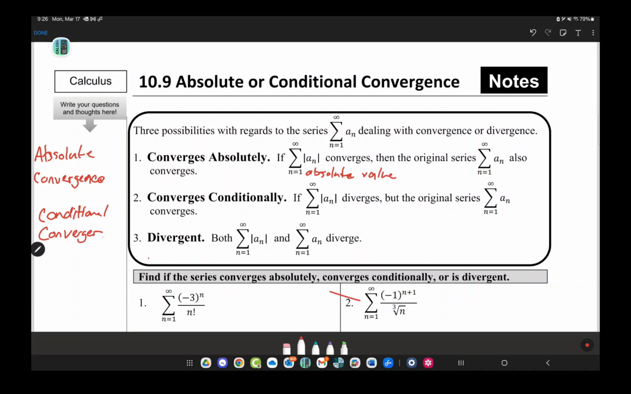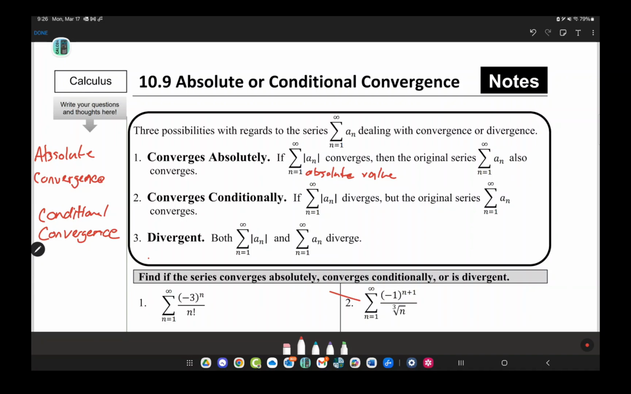So if you see that whether forwards or backwards, it's the same thing. Now, a series only converges conditionally if the absolute value diverges, but the original series converges. And it is just divergent if both diverge. So when we need to figure out if it converges absolutely, would that make sense?